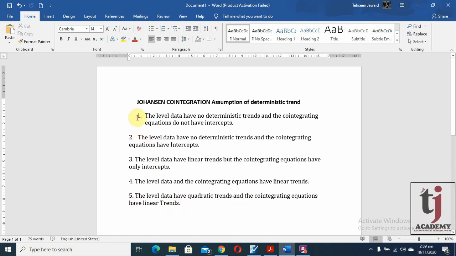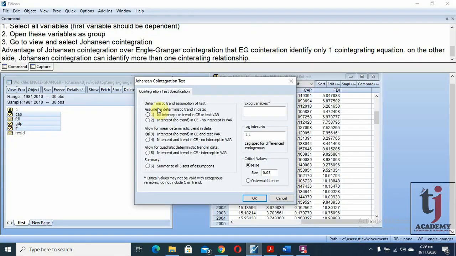First we have to identify which assumption is better for our data. But if you are not sure about the assumption, we should use the summary option. This summary option will tell us which option is better with the appropriate lag length.